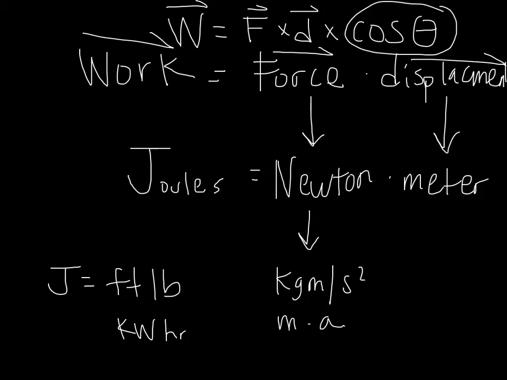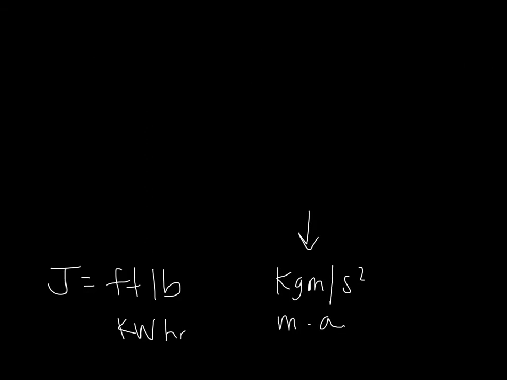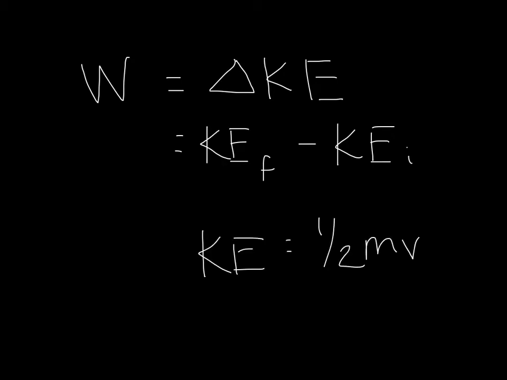So let's talk about another way that we calculate work. Work is also the change in kinetic energy. So therefore it's the final kinetic energy minus the initial kinetic energy. And remember that KE, kinetic energy, is 1/2 mv squared. And that's measured in joules. So we can see how the change in kinetic energy is also equivalent to work, because work is also measured in joules.